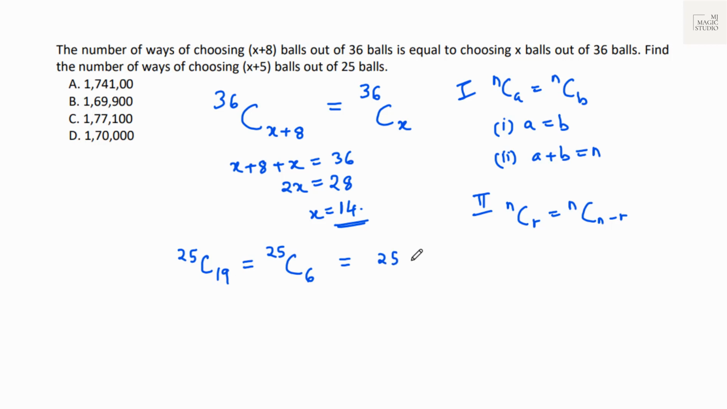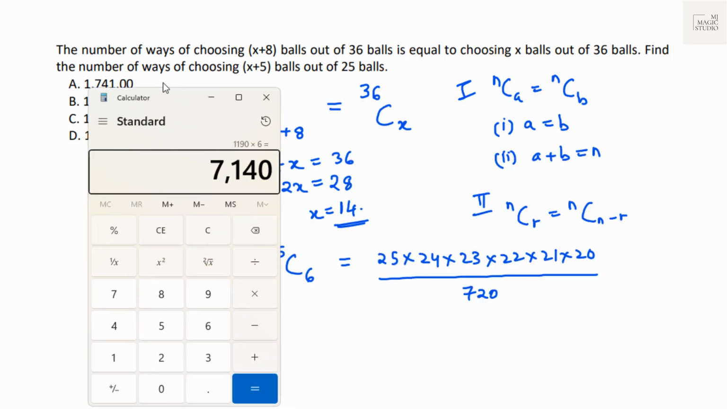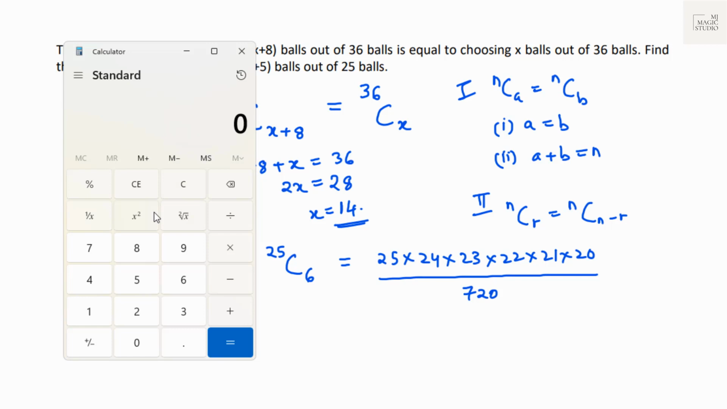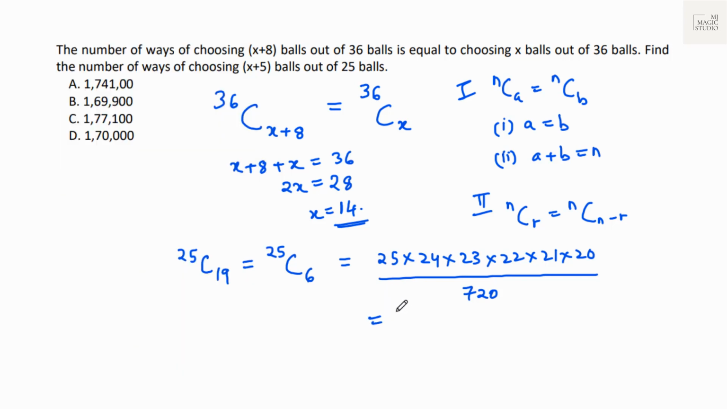Clear? So this would be 25 into 24 into 23 into 22 into 21 into 20, six terms, divided by factorial 6, that is 720. Okay, we can use the on-screen calculator. 25 into 24 into 23 into 22 into 21 into 20, divided by 720. This gives 177100. That is in option C.